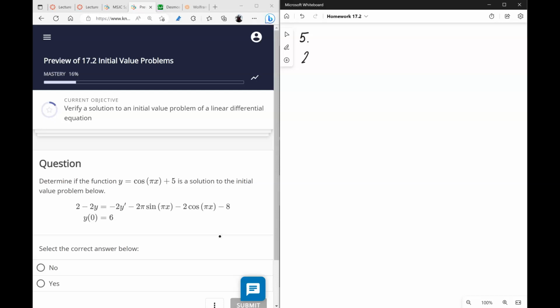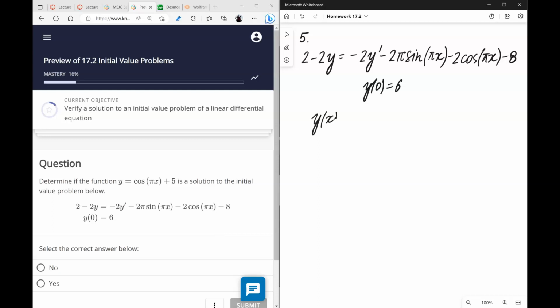Similar to what we've done before, we have an equation. A lengthy one. We have the initial condition. And the question here is whether this function is a solution to this initial value problem. And first we're going to evaluate it at 0. So we have cosine of 0 plus 5, that's 6. So that's correct. Now we're going to find the derivative.